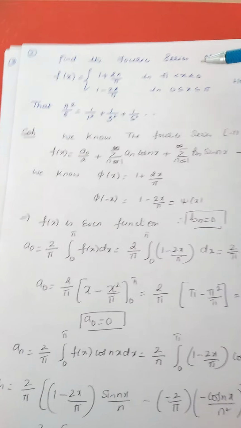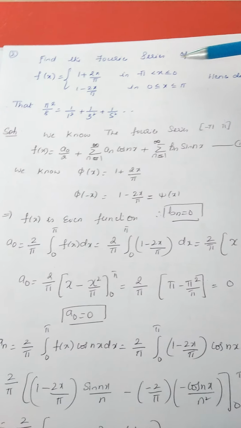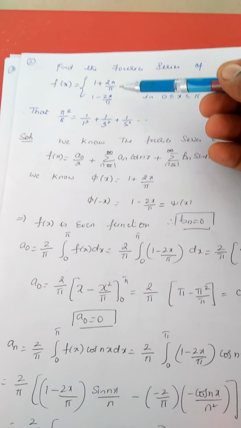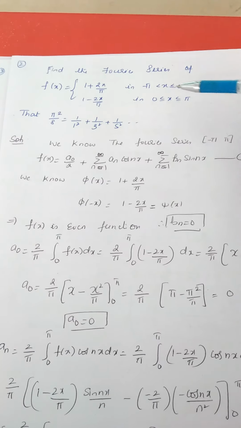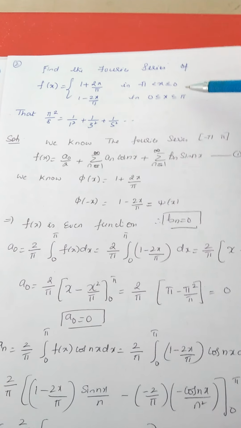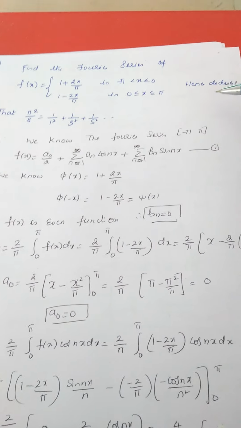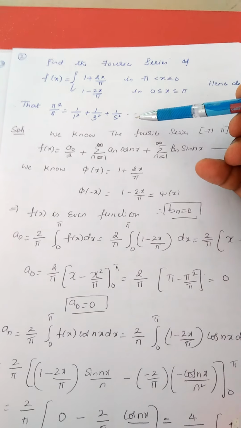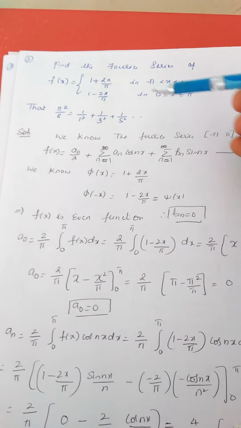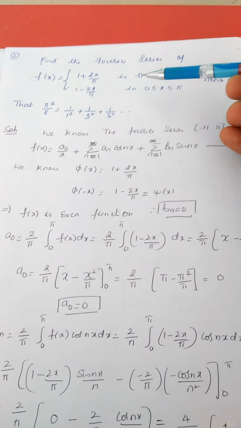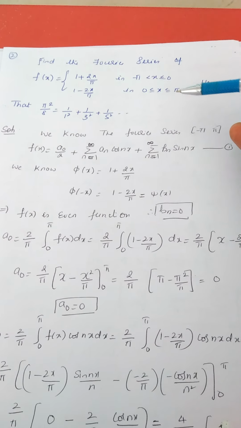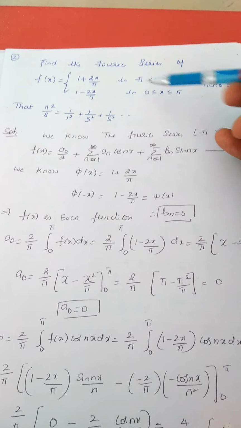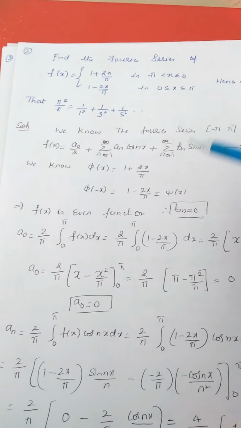Okay, the second question is: find the Fourier series of f(x) = 1 + 2x/pi in the interval minus pi to 0, and 1 - 2x/pi in the interval 0 to pi. Hence deduce that pi square by 8 is equal to this series. Now, it is a split function and the total length of the interval from minus pi to pi is 2 pi.